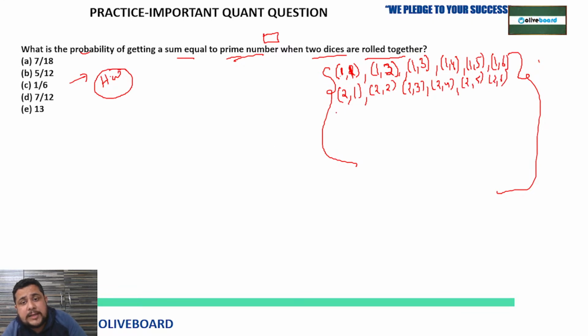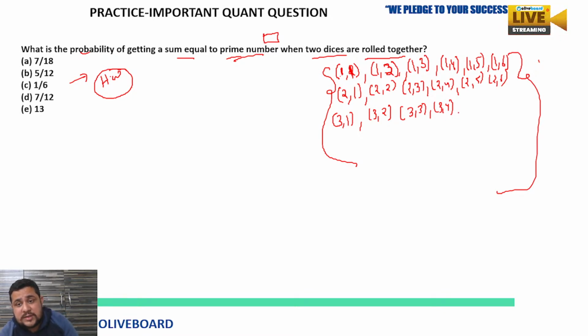Then similarly, now we will take 3. So 3 1 is possible. Yes, 3 2, 3 3, 3 4. For your better understanding, I am mentioning all these things so you will have an idea of what you have to focus on more. Is this clear? I'm checking your text also.